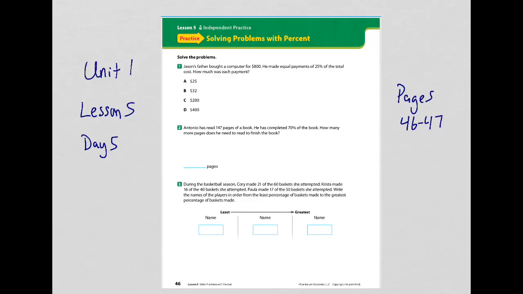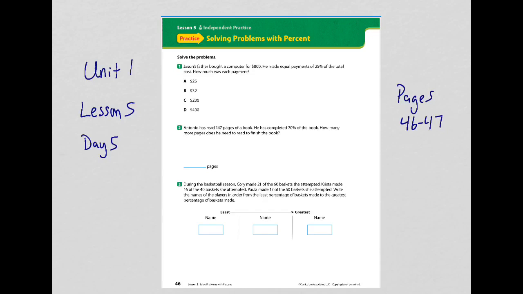Hey, 6th grade. This is Lesson 5, Day 5, and this is your independent practice. This is also going to be a review for your quiz. So, here's what you're going to be doing here. First off, you need to have your book on page 46, and you should have a calculator with you. Okay, if you don't have those things, go get them.